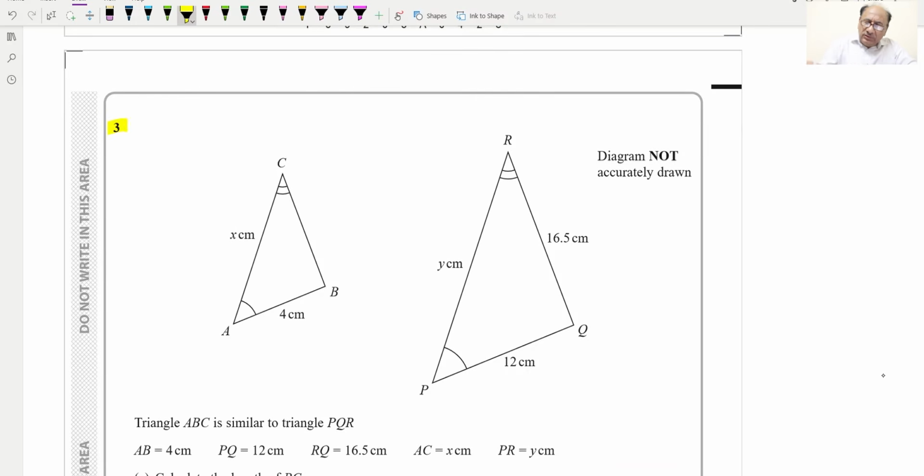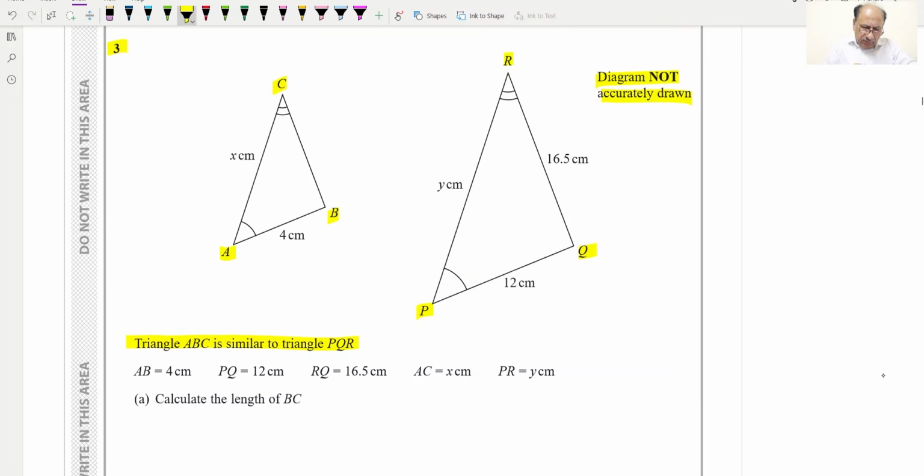Now this is question number 3, which says the diagram is not accurately drawn. Triangle ABC is similar to triangle PQR. This is ABC and this is PQR, and AB is equal to 4 centimeters, PQ is equal to 12 centimeters, RQ is equal to 16.5, AC is equal to x, and PR is equal to y. Part A, calculate the length of BC. So these are similar triangles, so their ratios will be the same, so we can check the ratio of this side and this side.